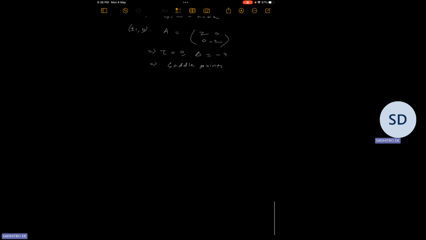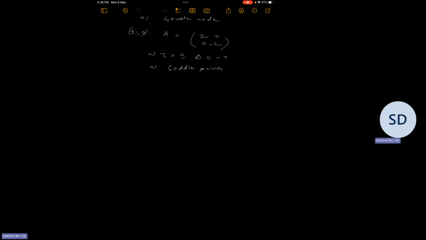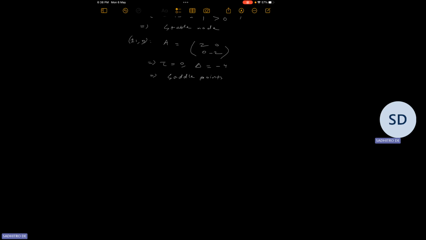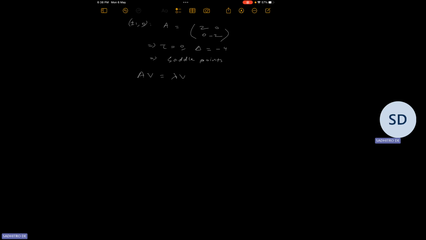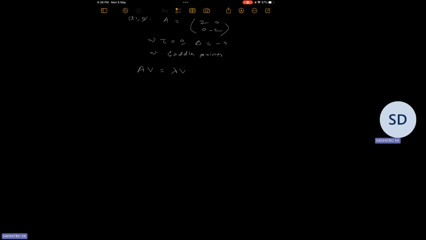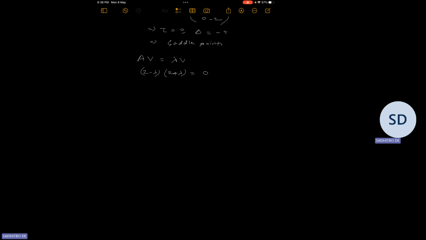So what would the phase portrait look like? If they are saddle points, then they should have a stable eigendirection and an unstable eigendirection. How to find out these directions? We have to solve the equation for this point. So what are the eigenvalues of matrix A? The eigenvalues are given by the equation 2 minus lambda into 2 plus lambda equal to 0. So the eigenvalues are lambda equal to plus minus 2.